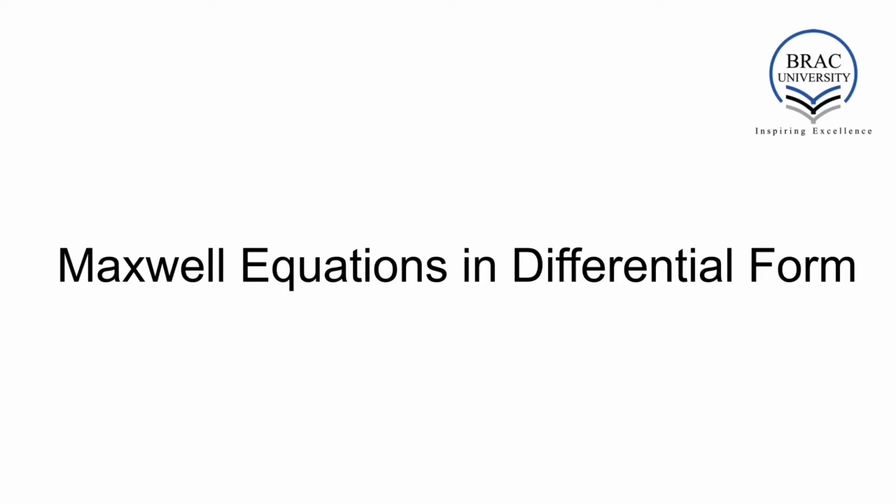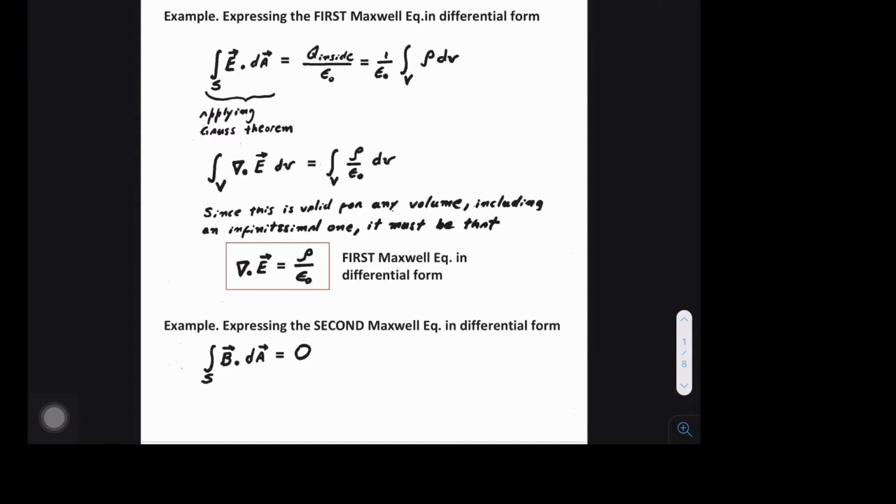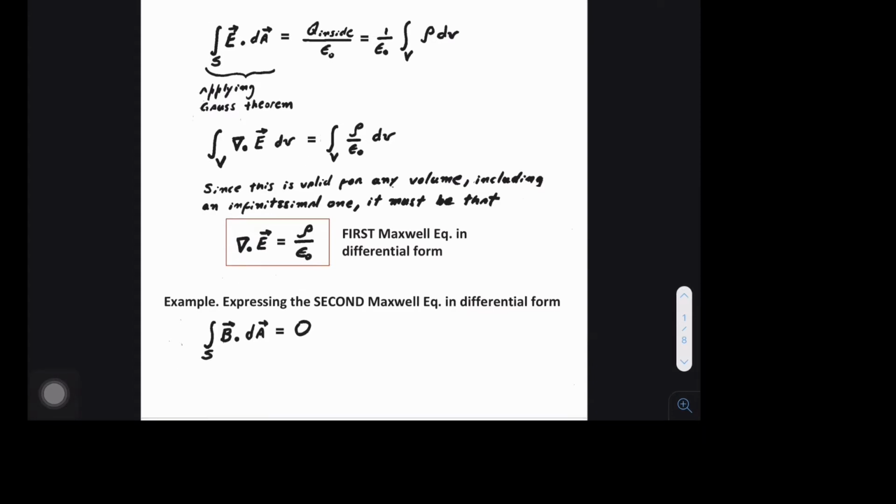Okay, now let's find out how Maxwell's equations look in differential form. So let us start with Maxwell's first equation. Now in the integral form, the first equation looked like this, which tells us that the electric flux through a closed surface S is equal to the total charge inside that closed surface, Q, divided by epsilon naught.